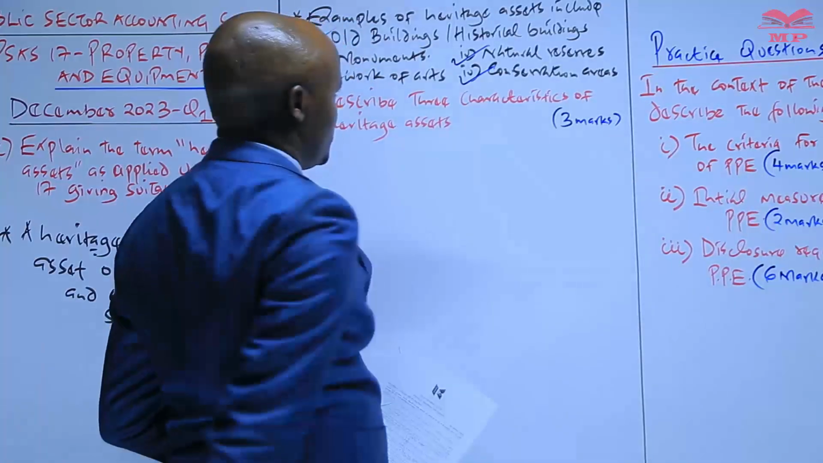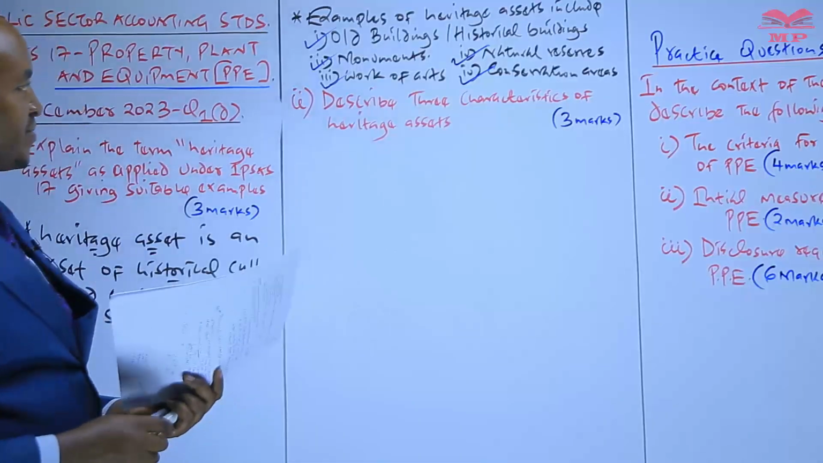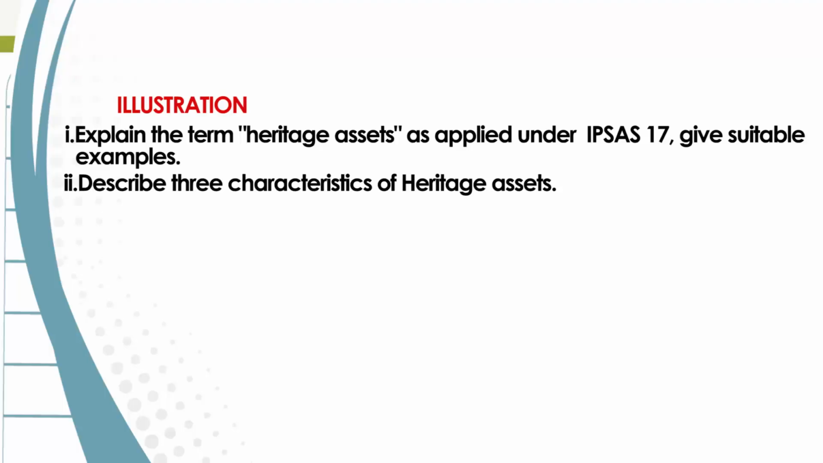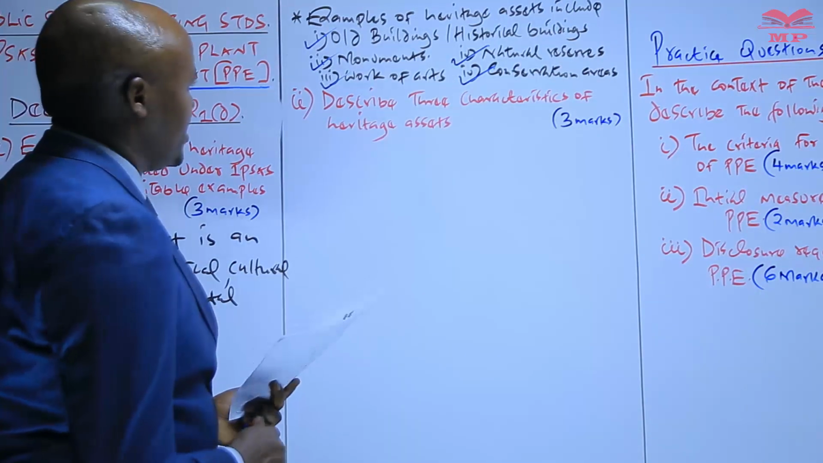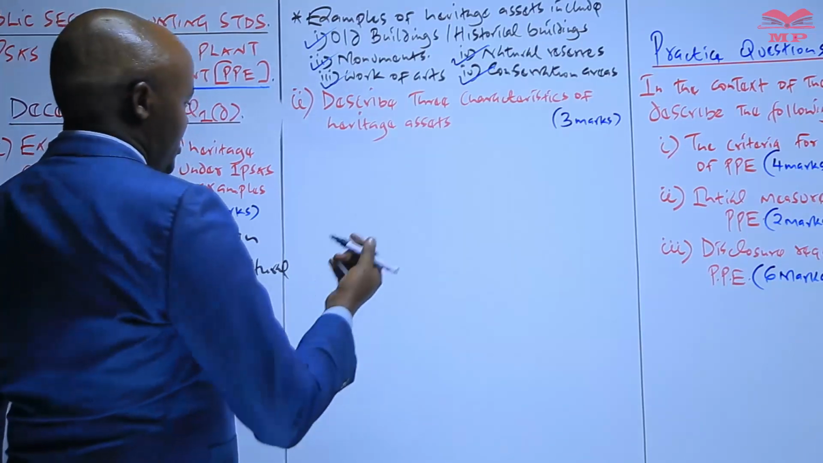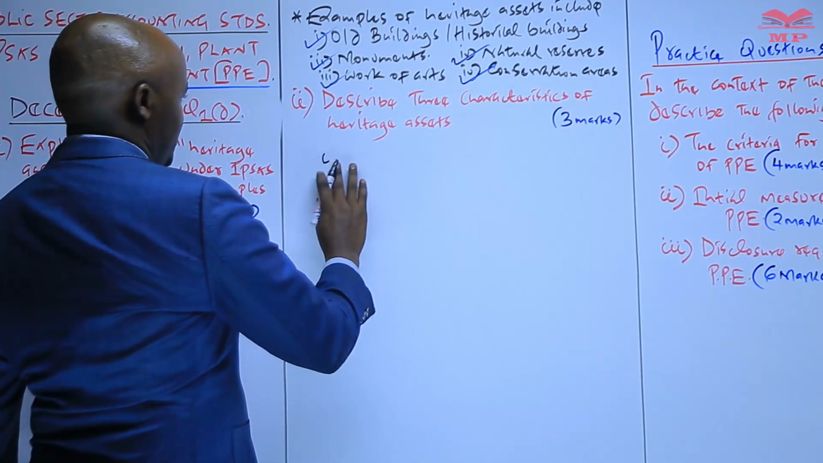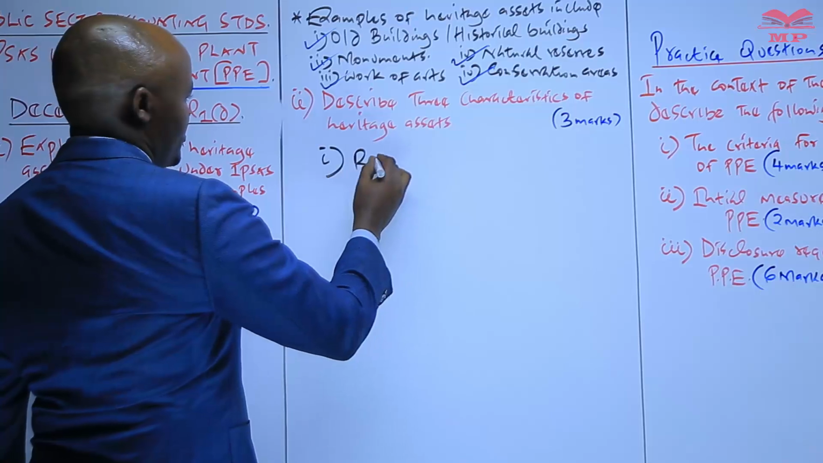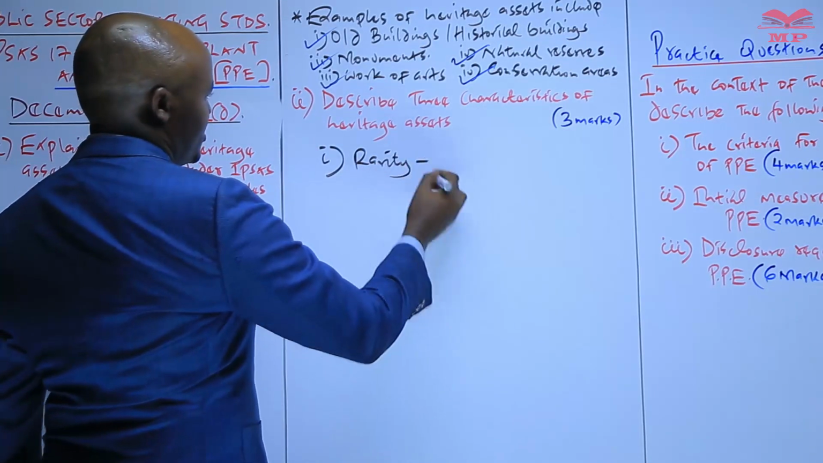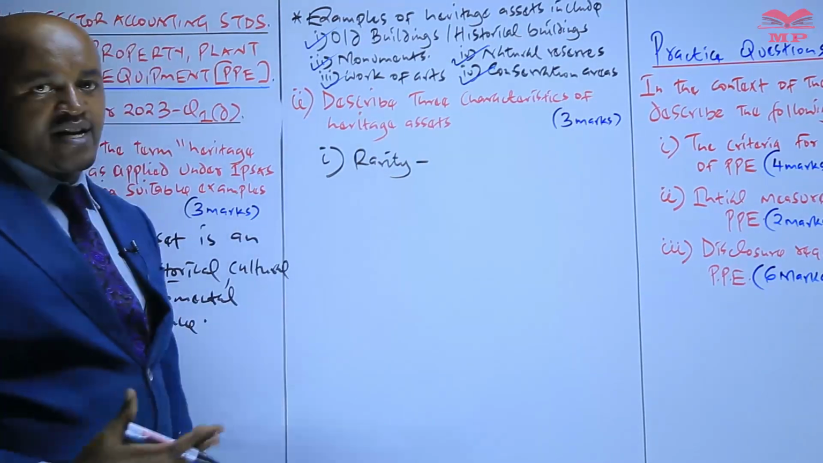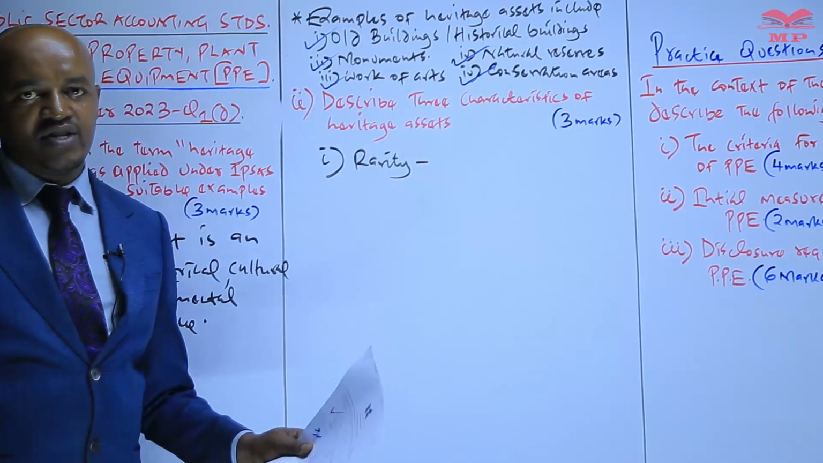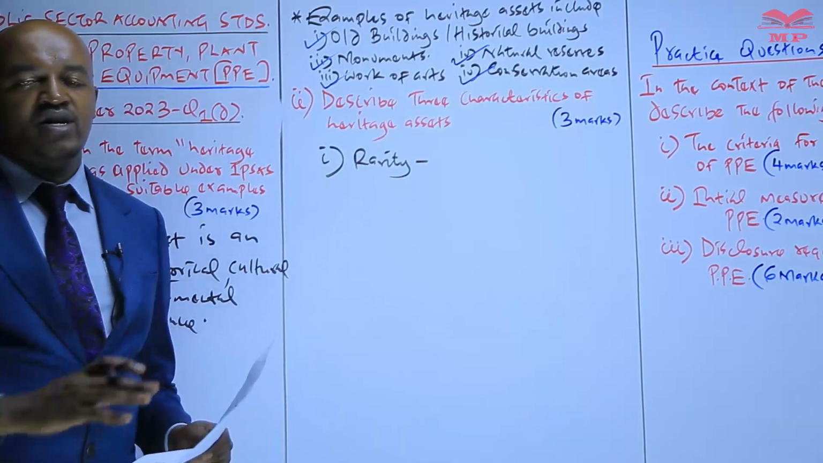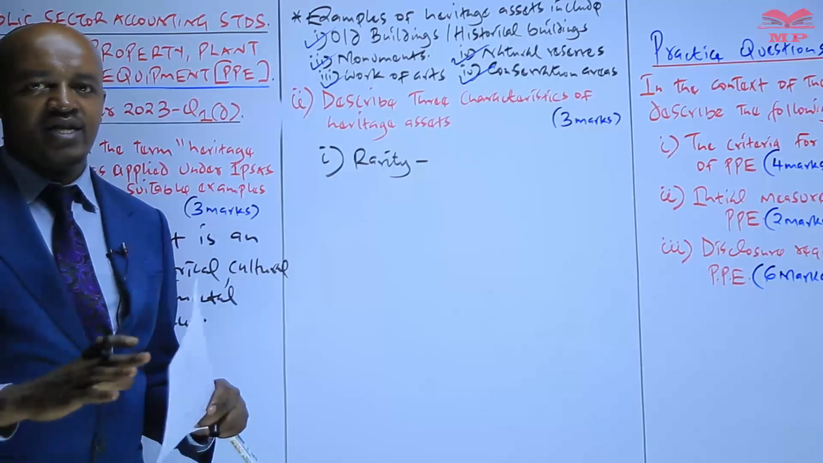So then from there, in Roman 2, the examiner was requiring the candidates to give 3 characteristics, or 3 features, of these assets which are known as heritage assets. And we can talk of a number of characteristics of this asset. Number 1, we can talk of rarity. Rarity basically comes from the word rare. What this means is that heritage assets are not readily available. In other terms, we can say they are very what?